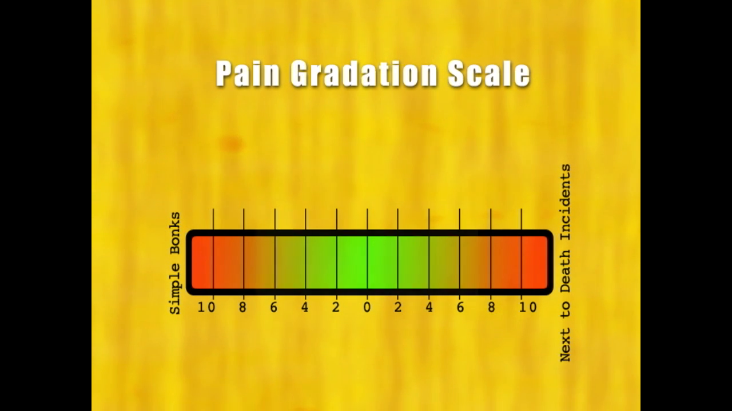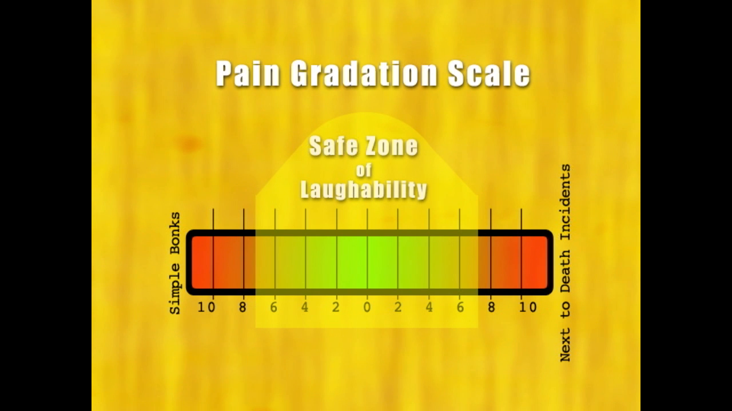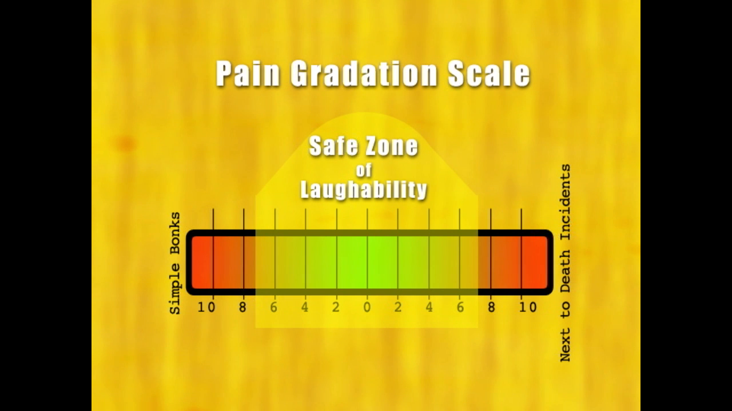Within this gradation scale, there is another range of what we will heretofore call the safe zone of laughability. This safe zone, as implied, defines a safe range of injury which, when observed, is simply put, funny. Categorizations of incidents. With an understanding of the pain gradation scale and the safe zone of laughability, we will explore in concept and examples three basic categorizations of incidents.